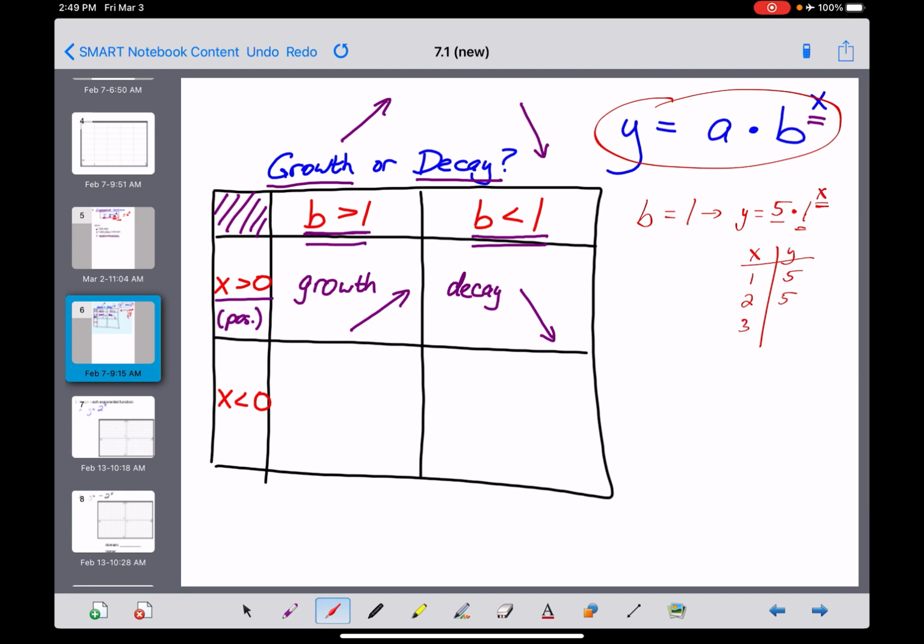When I take 1 cubed, that's 1 times 5 is 5. In this case, there's no growth or decay. The function stays constant, and that's really boring. We never really talk about that. So anyway, that's the third possibility.